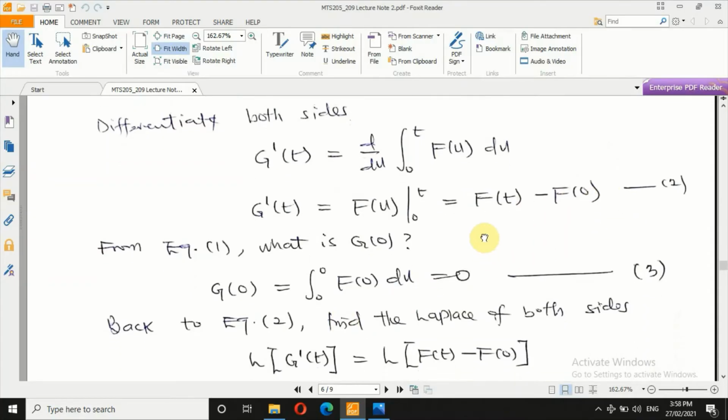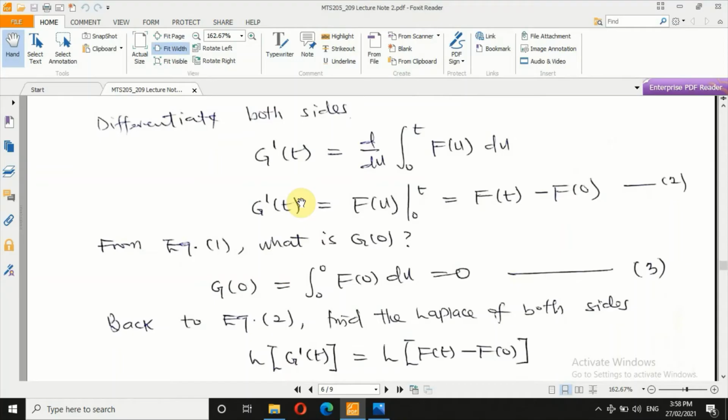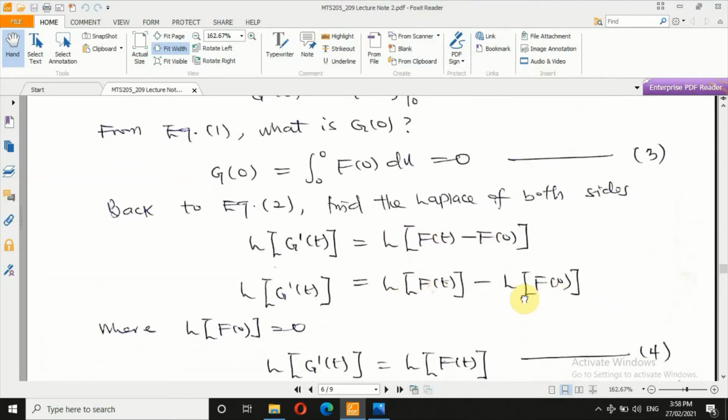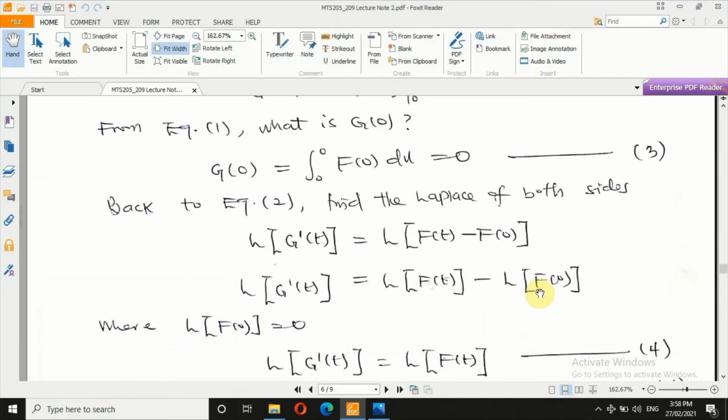From this equation 2, we can now find the Laplace transform of both sides of equation 2. We find the Laplace of this, and we find the Laplace of this. So the Laplace of this one gives us L of g prime of t, and the Laplace of this one gives us what we have here. Each of them can take Laplace, so we have Laplace of f of t minus Laplace of f of 0. Now we need to find Laplace of f of 0, which is 0.